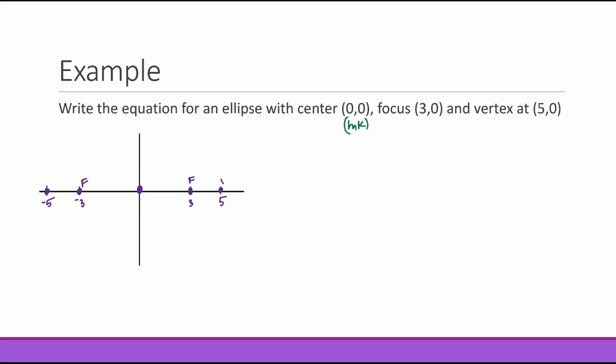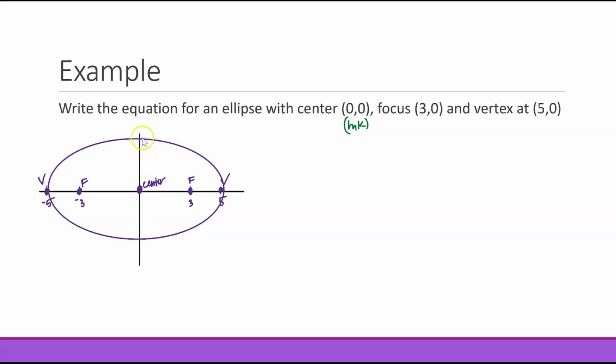So I'll just put a little F there and a little V here. And then this is the center. Okay, so since the vertices are along the major axis, I know that my ellipse has to look something like this, right? Where the longer side is along the horizontal x-axis here, and then the minor axis is along the y-axis in this case.